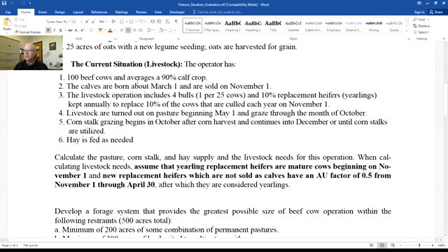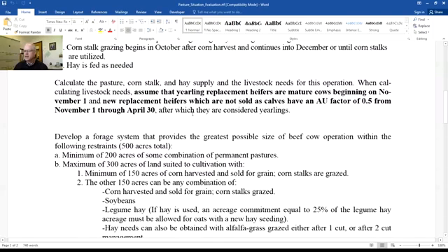You're running with 100 beef cows, 90% calf crop. I think that's kind of the same as I was going with on mine. Actually, I didn't even have the calves listed in there because they're fed on their cows as we look at it. Livestock turned out on pasture May 1, grazed through the month of October. Corn stalks, hay fed as needed. Some certain minimum required there, so make sure you read that as you work through that.